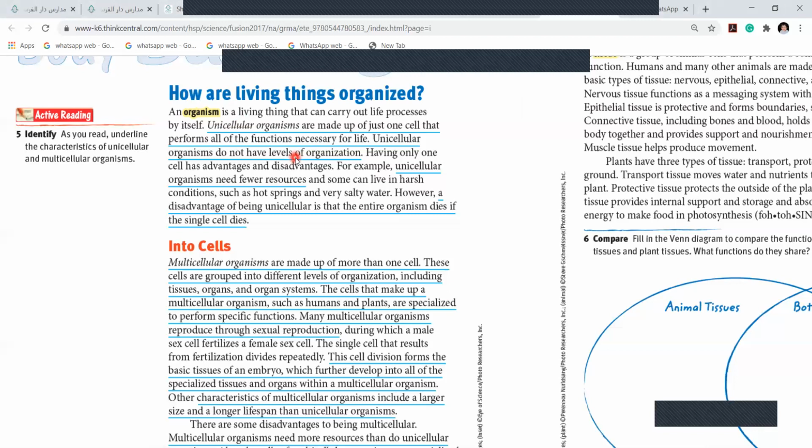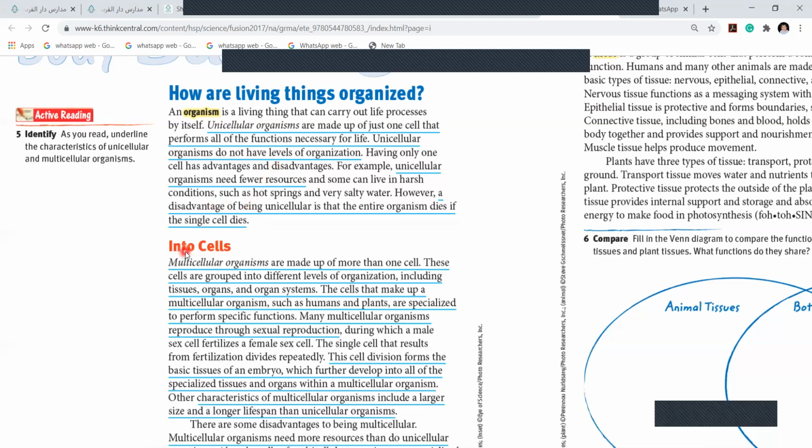Now, having one cell has advantages, that means uses, and disadvantages. For example, unicellular organisms need fewer resources. They don't need many nutrients or much food because there's only one cell. This is something good, right? They just need few things to survive. That's why there are more bacteria than human beings and animals. There are more unicellular organisms than multicellular because they don't need many things to live.